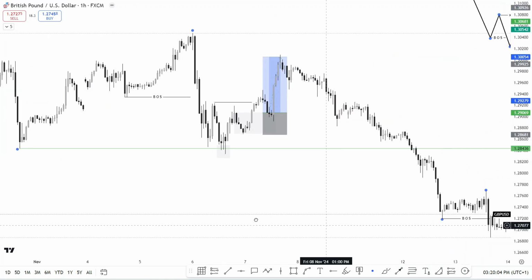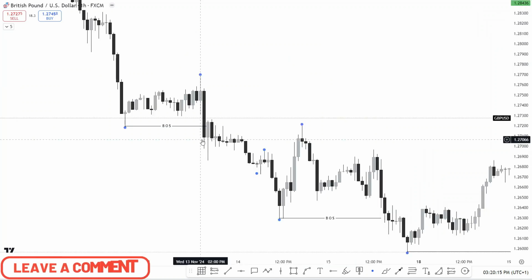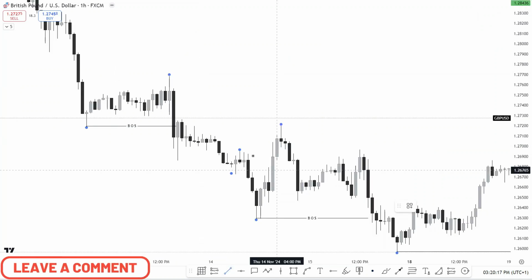However, it doesn't just stop there. As price kept pushing to the downside, we had a break of structure right here. So after this break of structure, what else are we looking out for? We are looking out for our sweep. And where is our sweep in this case?